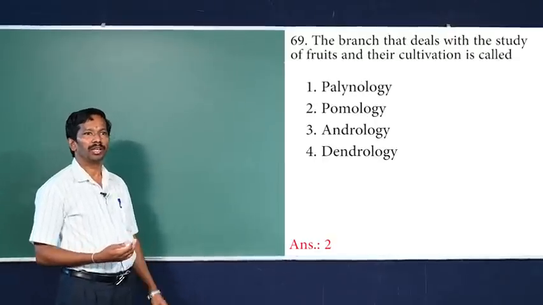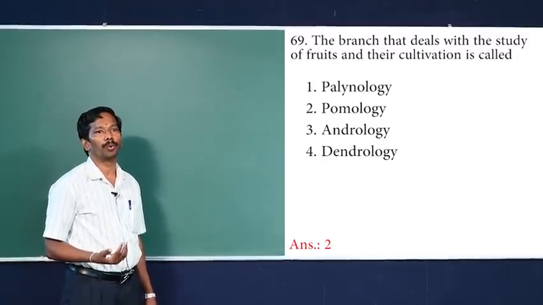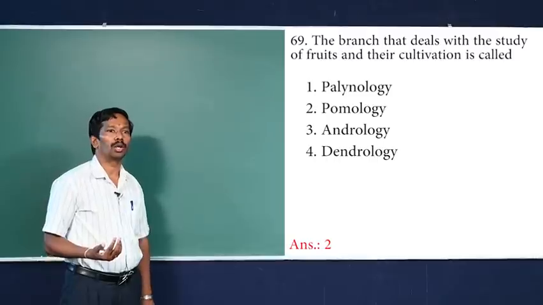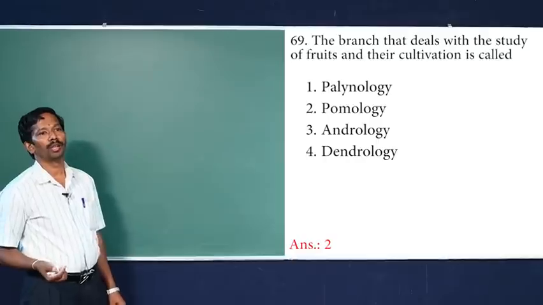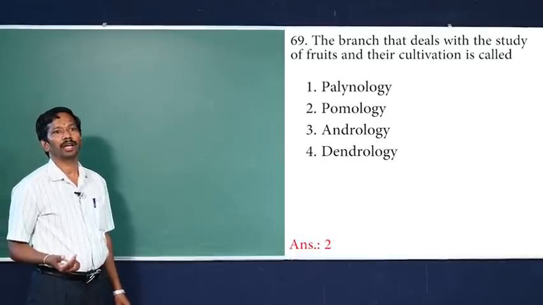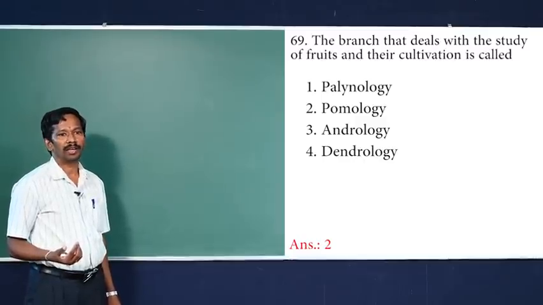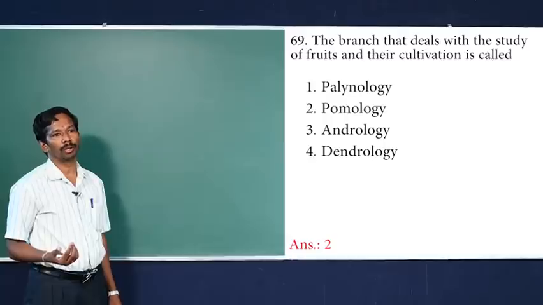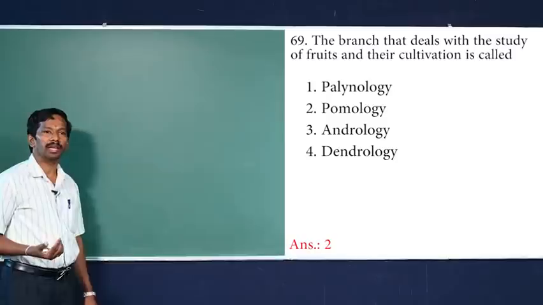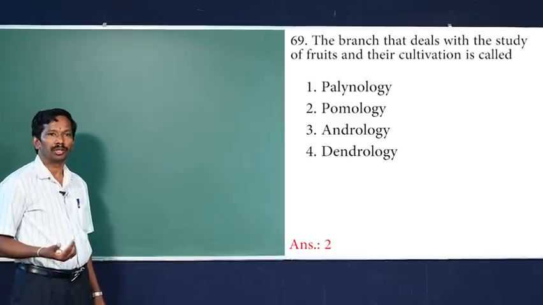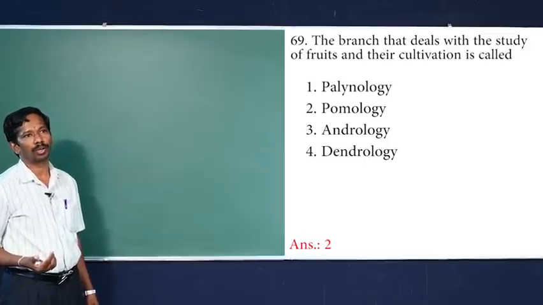The branch that deals with study of fruits and their cultivation is called option 1 palynology, option 2 pomology, third one is andrology, and fourth one is dendrology. First option palynology is related with study of pollen grain, so therefore it's not the answer. Second option is the answer for the question, that is pomology, study of fruits. Andrology is related with study of human male reproductive system, usually related with the health related aspects, and dendrology is related with the study of wood, often representing in the case of tree species. So answer is 2 for 69.